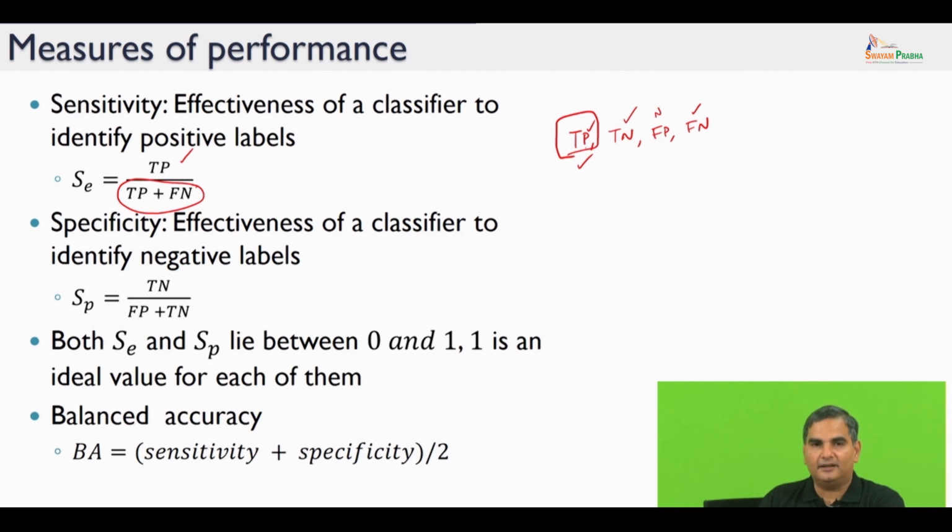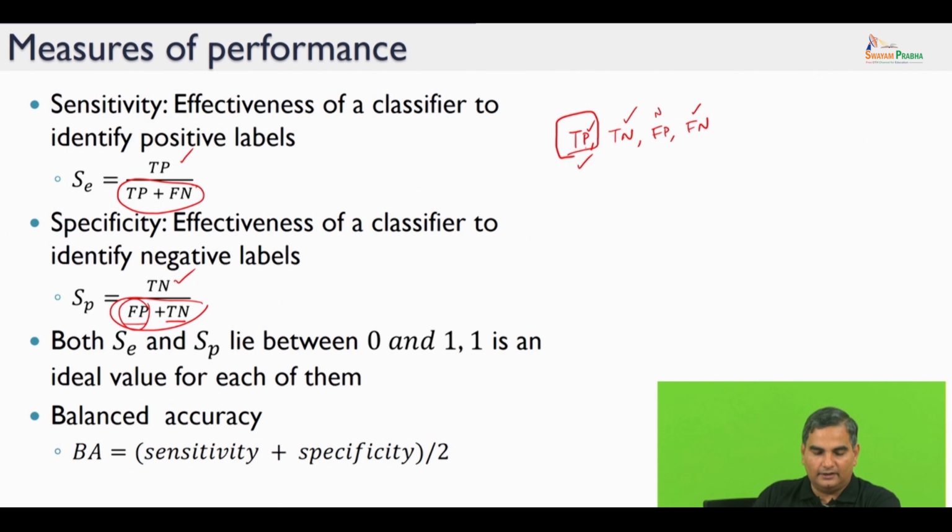Specificity, on the other hand, is the effectiveness of the classifier to identify negative labels, and using the same logic you can quite easily find that the specificity will be TN divided by FP plus TN, because these are the total number of negative labels correctly identified among all the negative labels. So, true negative will be negative labels, and false positive will also be negative labels, that is, the true condition of these will also be negative. So, you get this ratio.